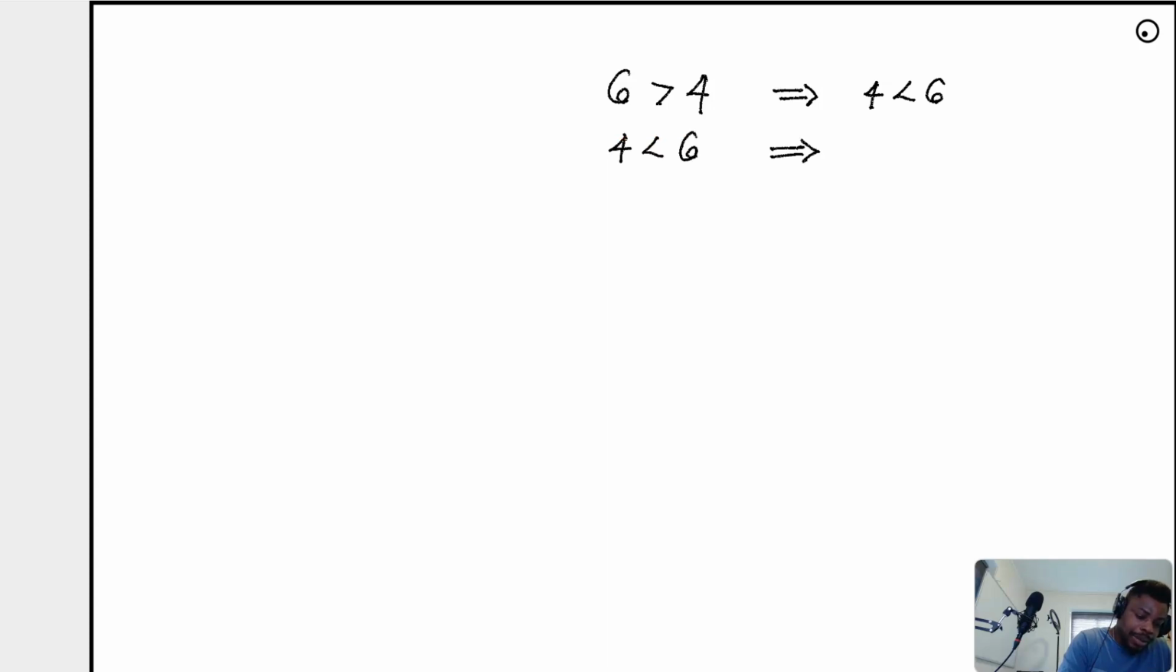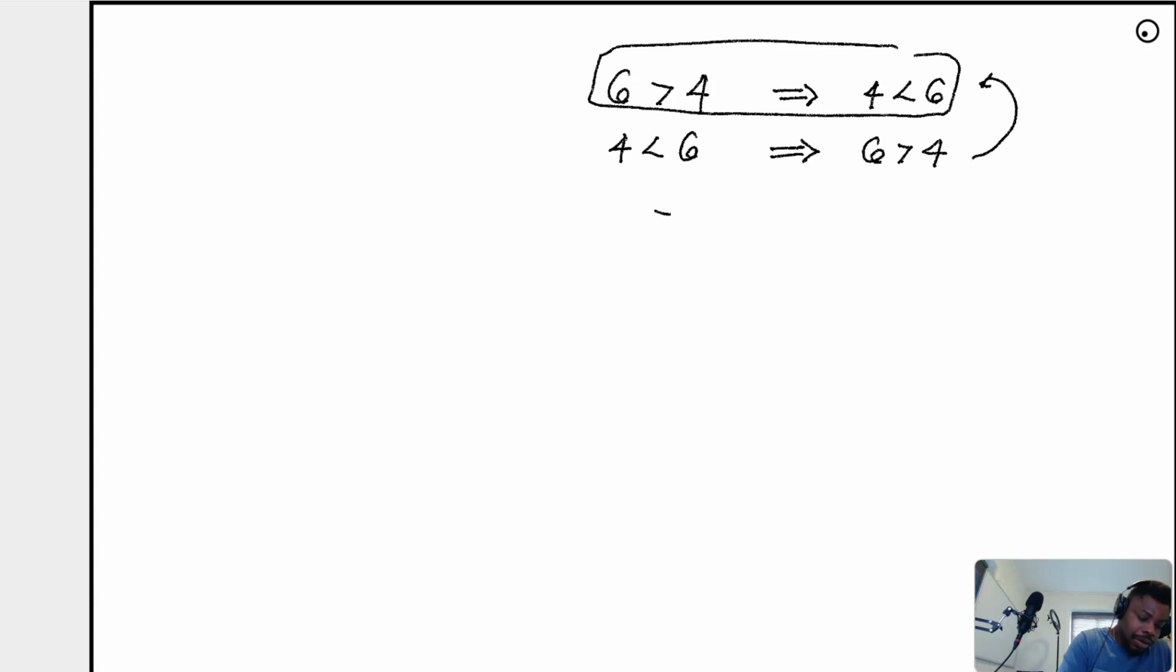Now, I will quickly refresh your memory on what we did in part 1. 6 is greater than 4 simply means 4 is less than 6. So here, if I tell you 4 is less than 6, that simply means 6 is greater than 4, which is the same thing that we have here.